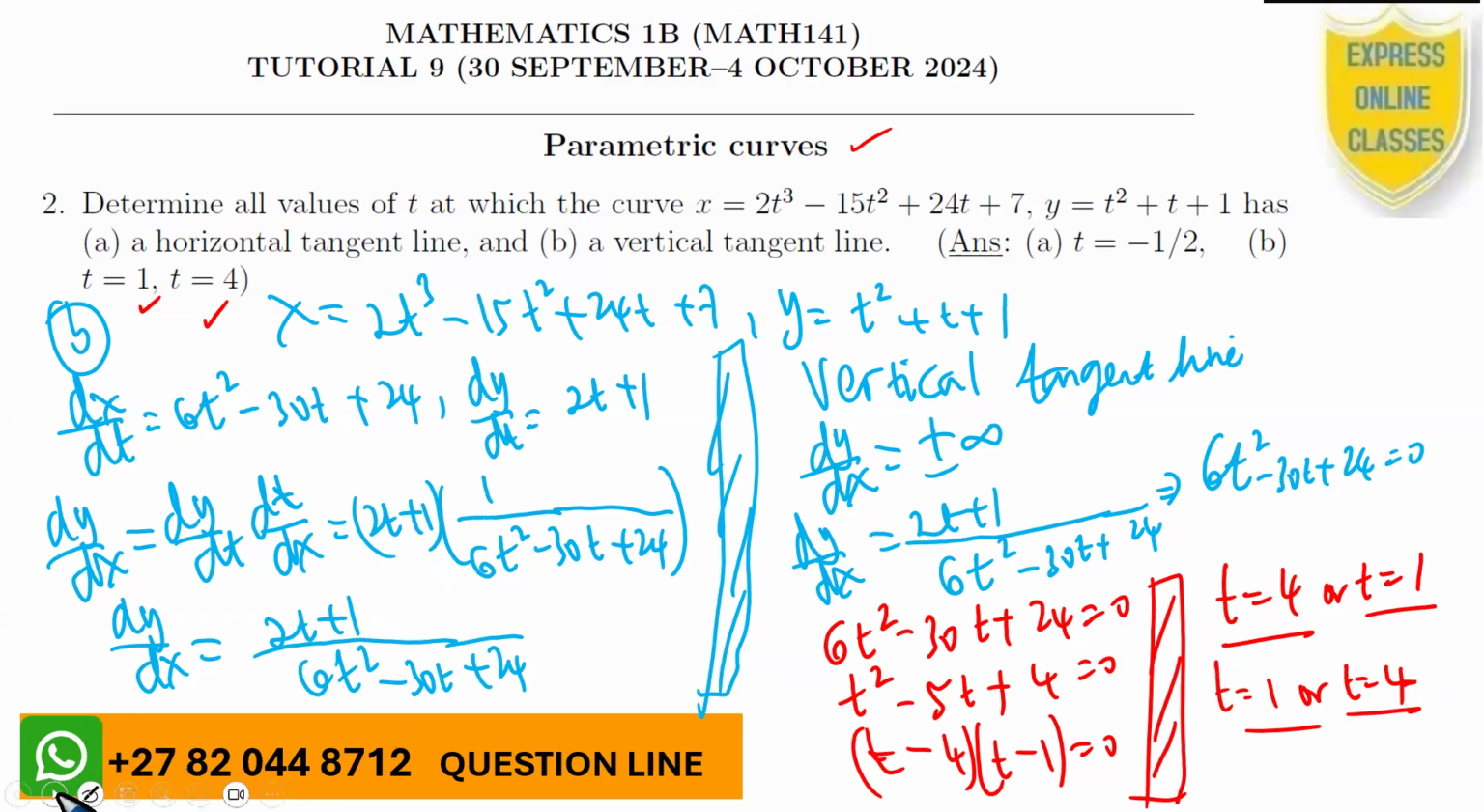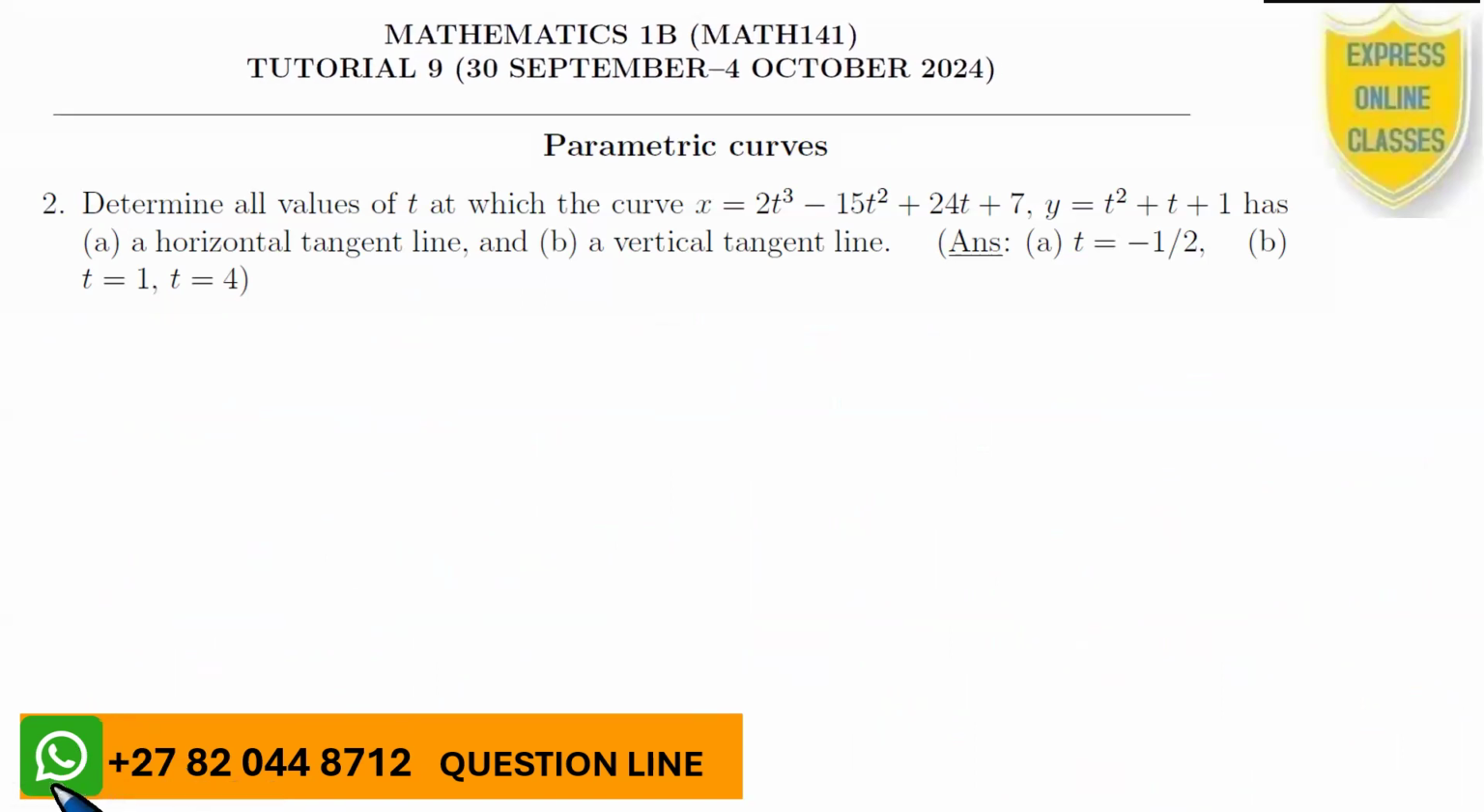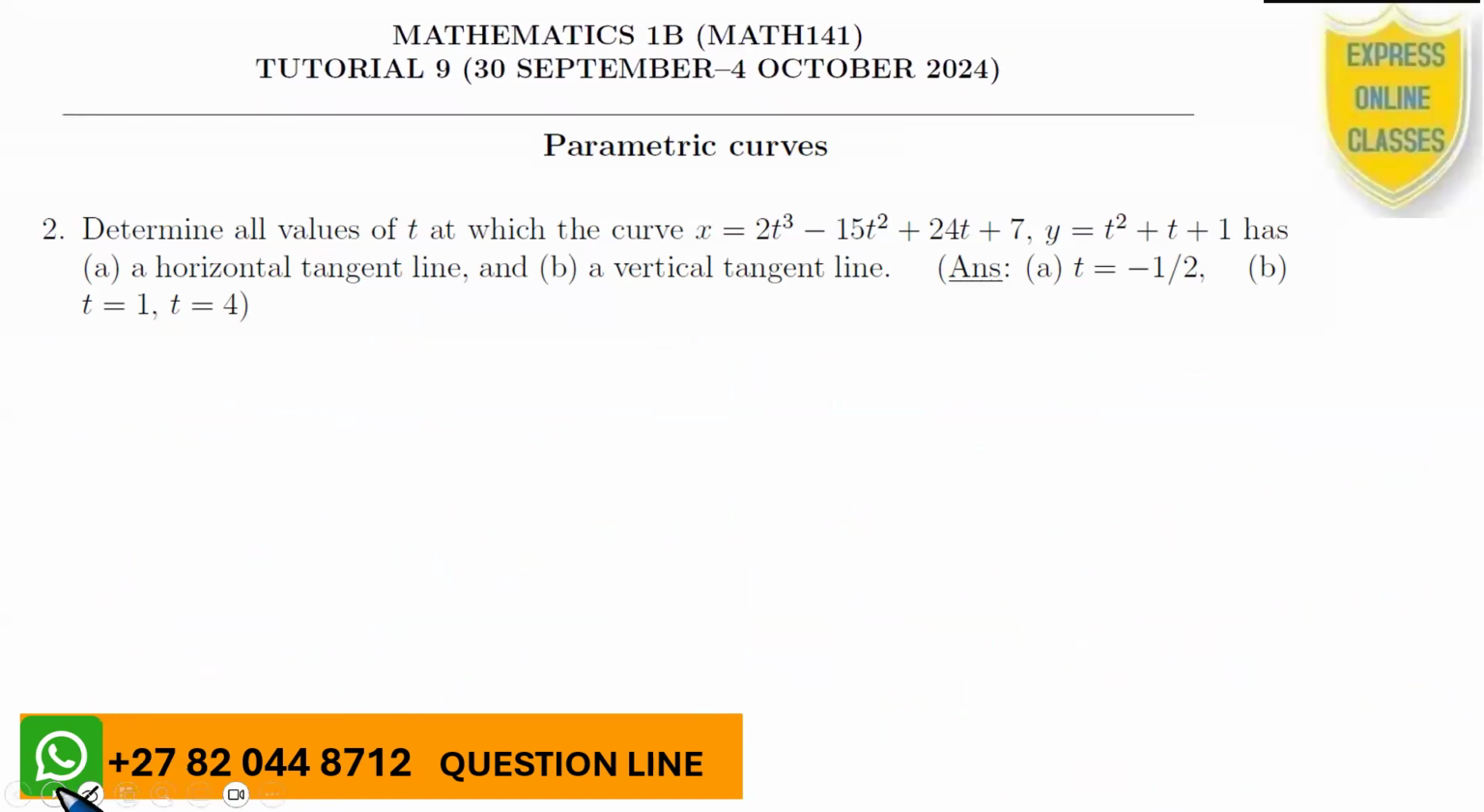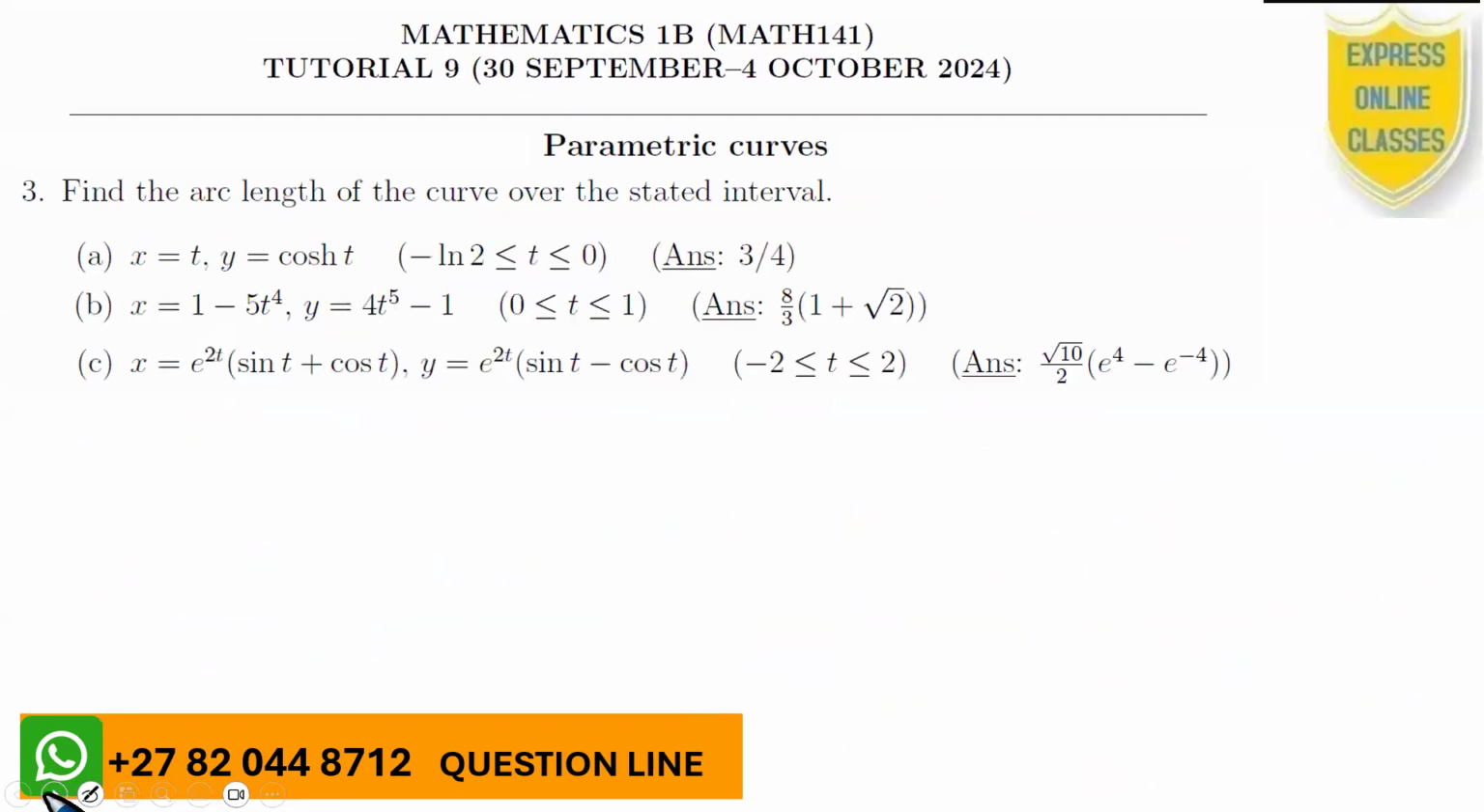Now, if you look at number 3, find the arc length of the curve over the stated interval. Now, the arc length is given by the following. Let us do the arc length over the stated interval between minus ln 2 and 0.